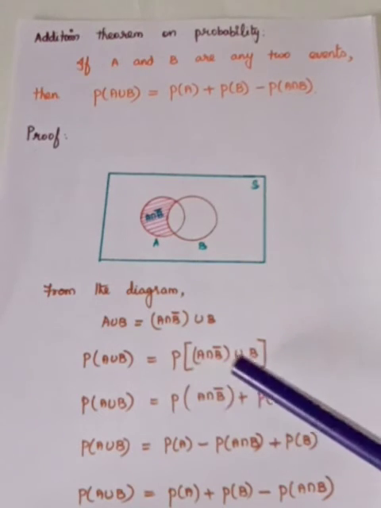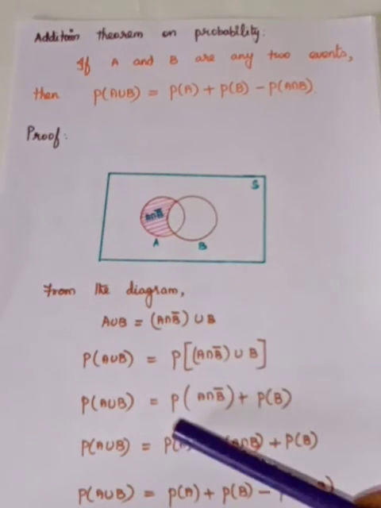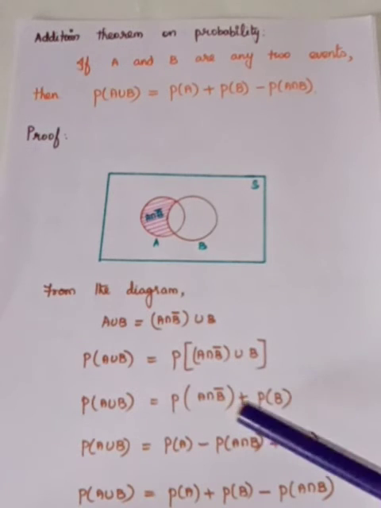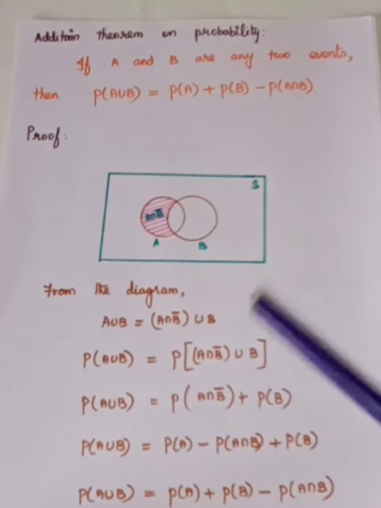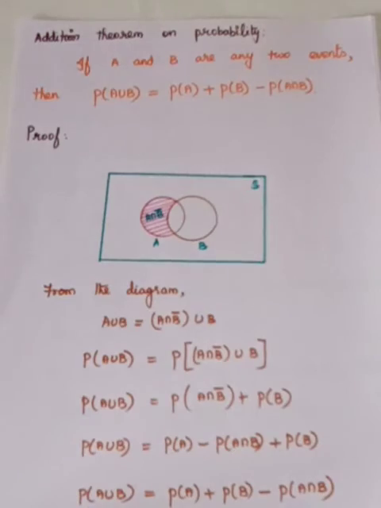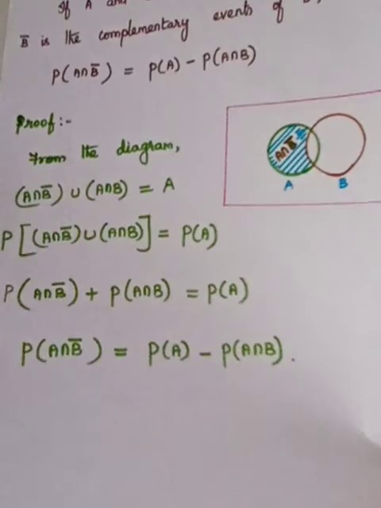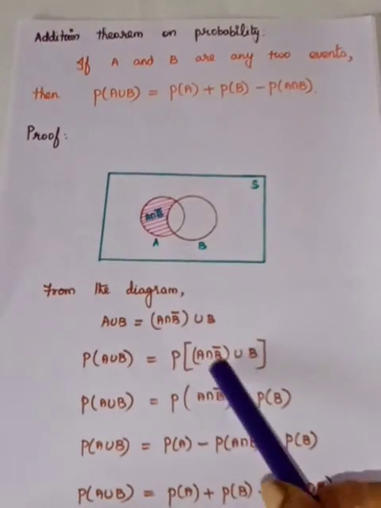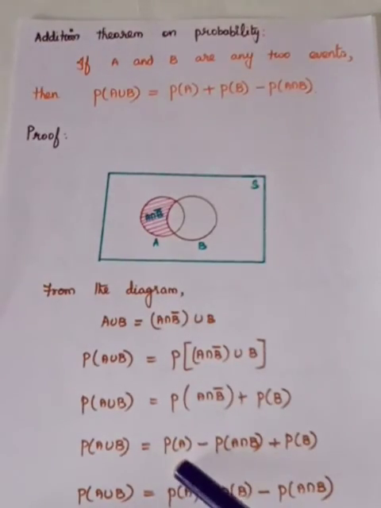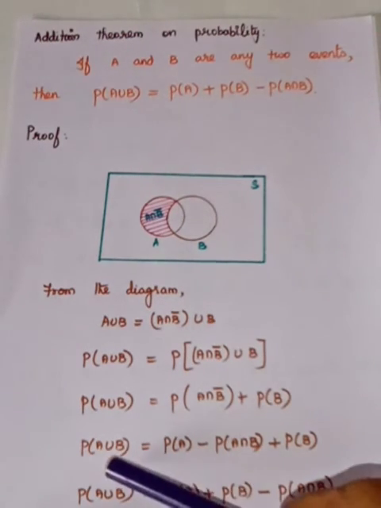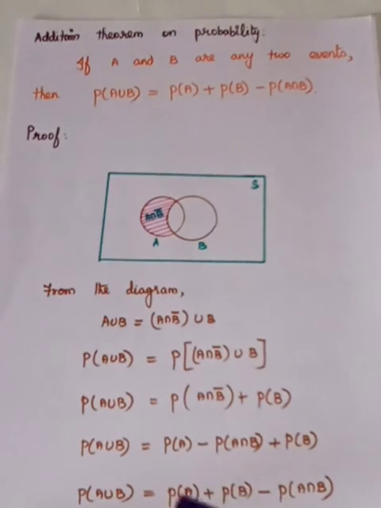Mutually exclusive events means it can be written as P of A intersection B bar plus P of B. In the previous theorem we proved that P of A intersection B bar is P of A minus P of A intersection B. So for the first term I have written P of A minus P of A intersection B. Then we get P of A union B is equal to P of A plus P of B minus P of A intersection B. So this is the addition theorem on probability.